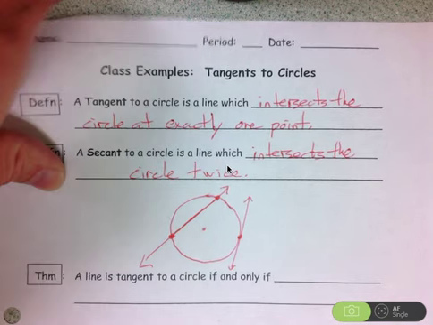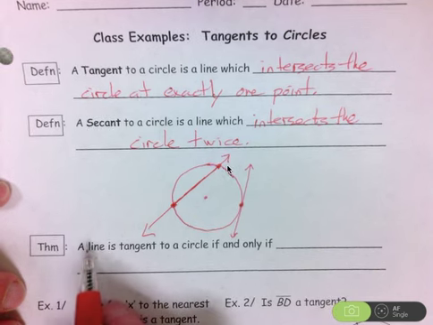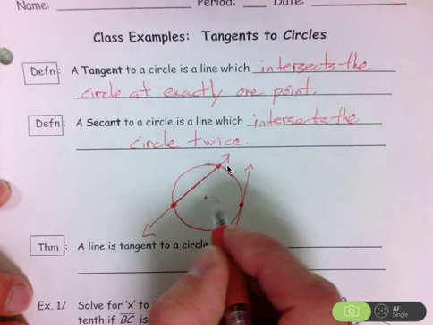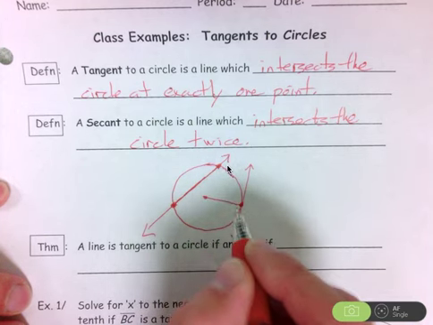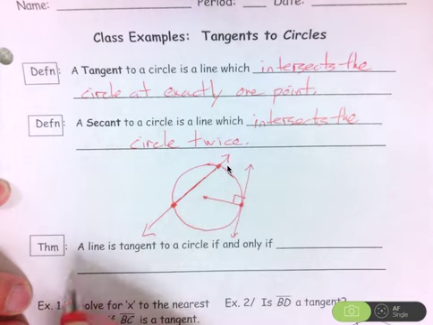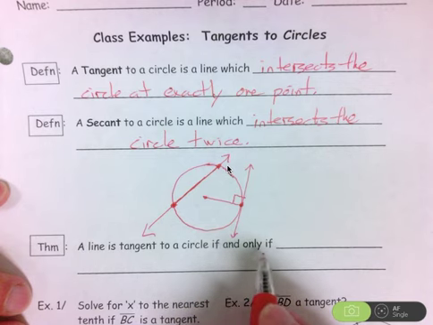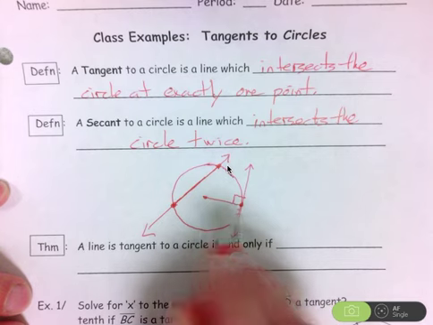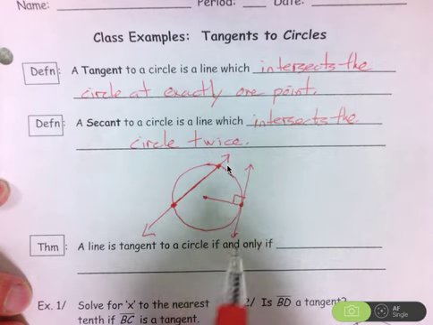The one thing that's special about tangents, which we can prove indirectly if we have some time in class, is this: a line is tangent to a circle if and only if something special happens when you draw the radius to that point of tangency. You get a right angle. Those are perpendicular. So a line is tangent to a circle if and only if the line is perpendicular to the radius. The radius drawn to that intersection point makes a right angle.